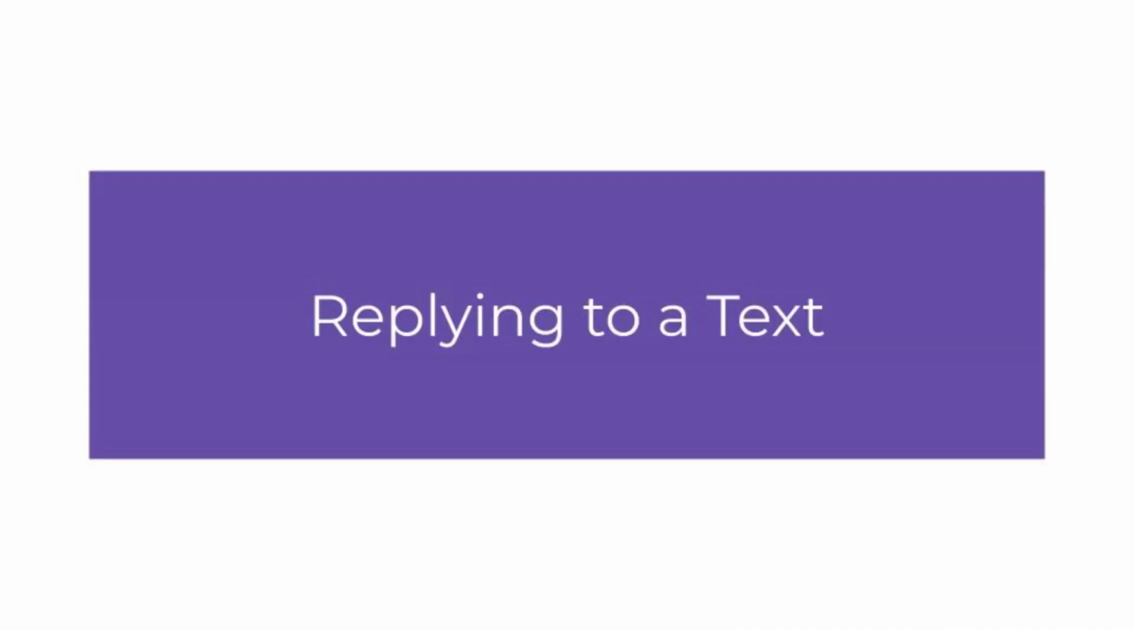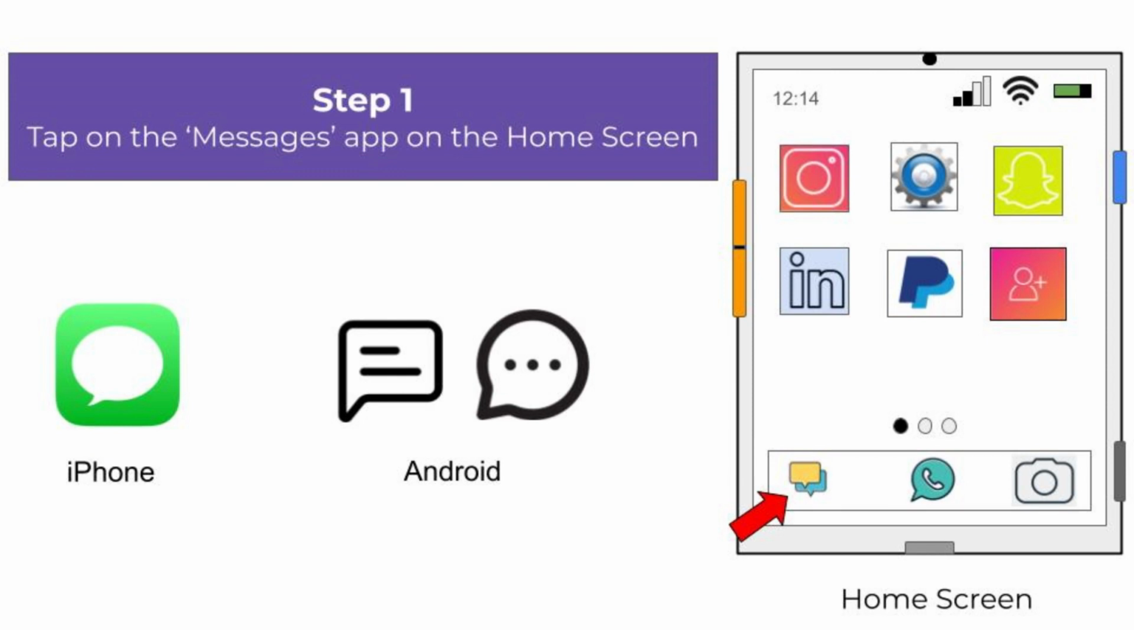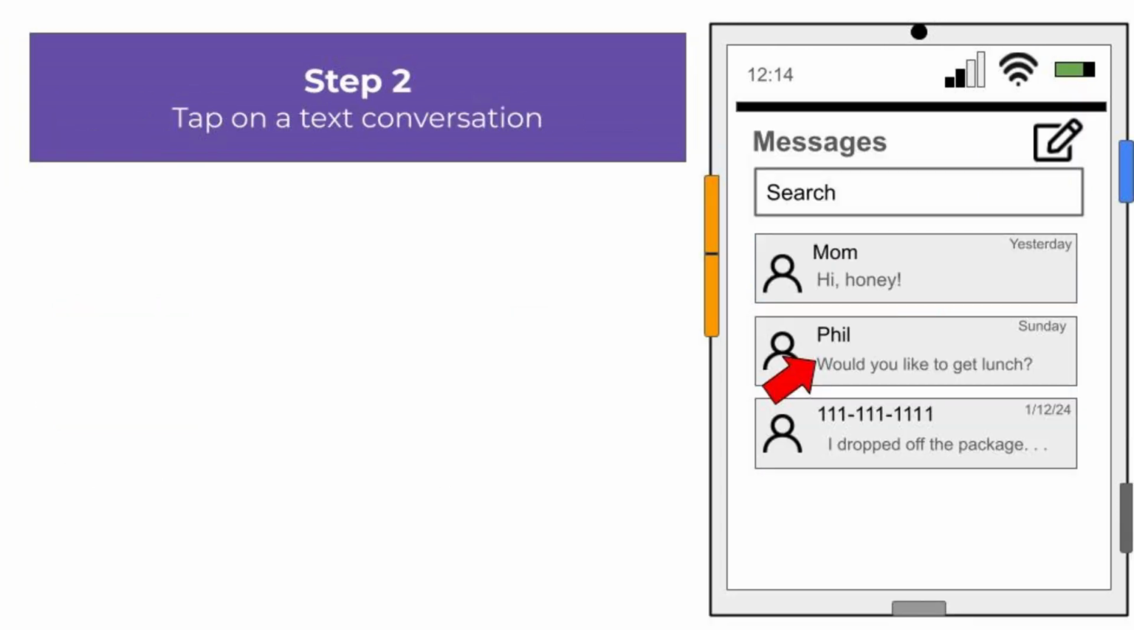Next, we will discuss how to reply to a text or continue a text conversation. Similar to how we started a text conversation, we will tap on the Messages app on the home screen. So whenever someone texts us, we can find their text in the Messages app. In our list of text messages, the most recent text messages will appear at the top of the screen. Older text messages will appear towards the bottom. If you have many text conversations, you can scroll down by dragging a finger from the bottom to the top of the screen.